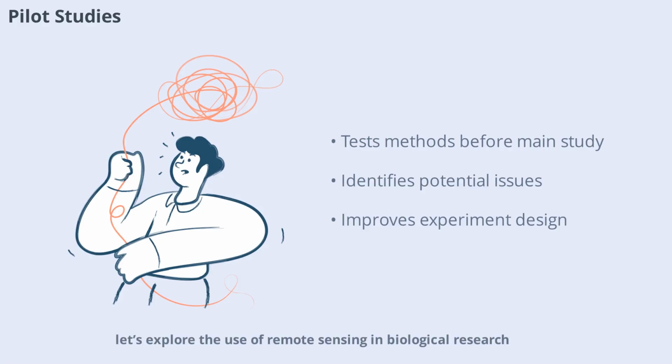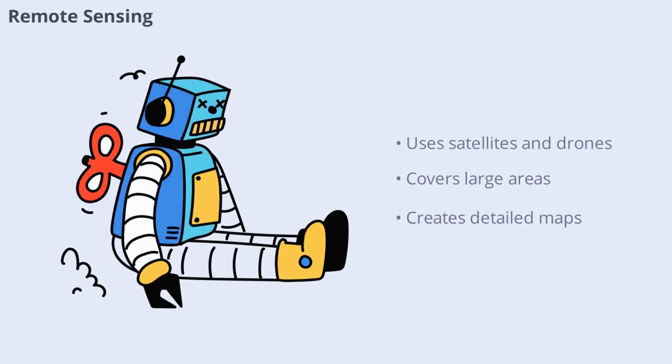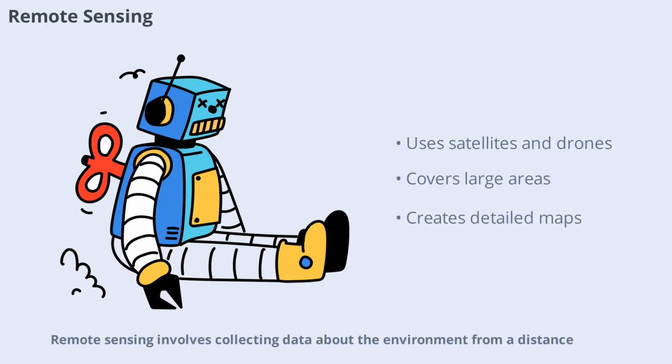Now, let's explore the use of remote sensing in biological research. Remote sensing involves collecting data about the environment from a distance, often using satellites or drones. This technique is widely used in ecology, agriculture, and environmental monitoring. Remote sensing can provide information on land use, vegetation cover, and changes in ecosystems over time. The data collected is often processed using Geographic Information Systems (GIS) to create detailed maps and models. Remote sensing allows researchers to study large areas that would be difficult or impossible to access directly.